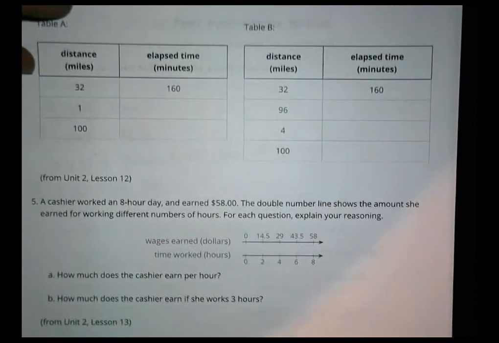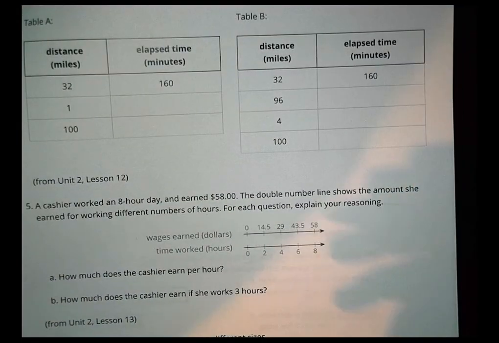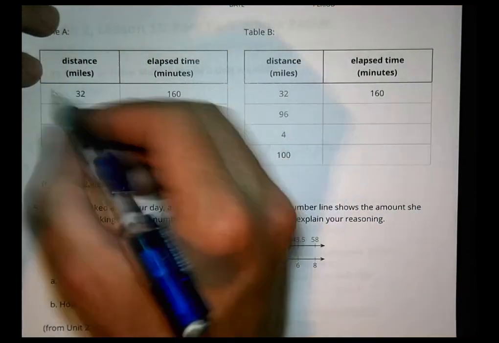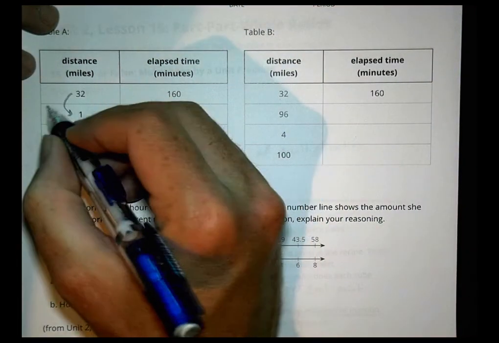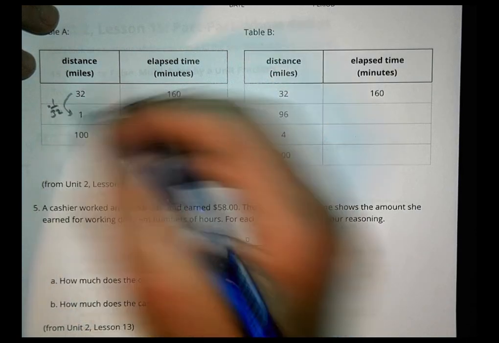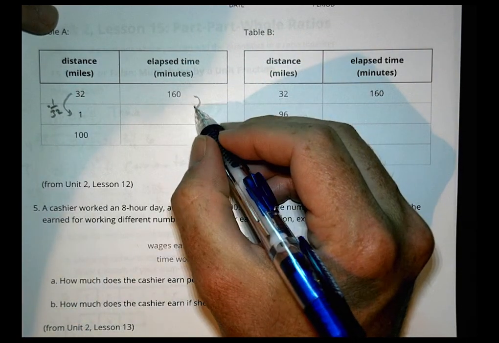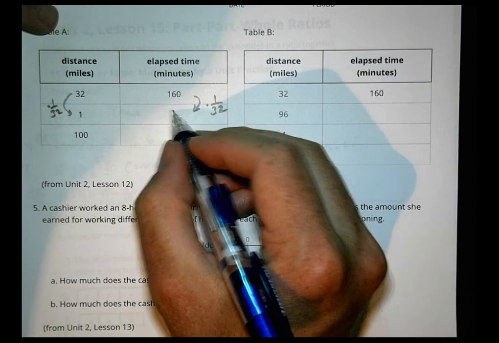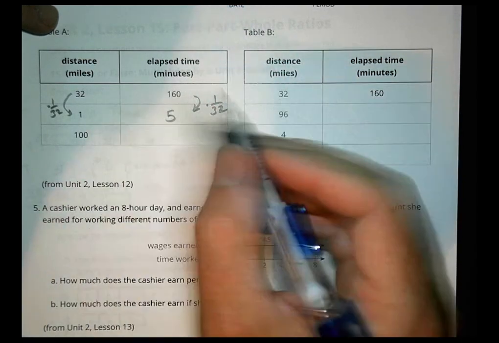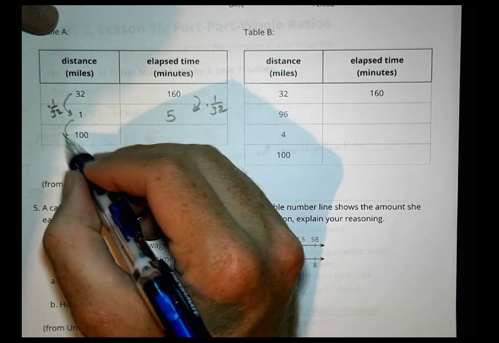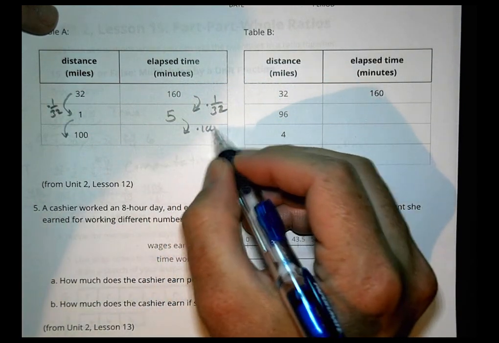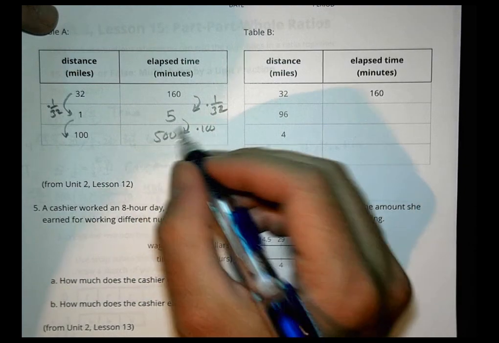So here's our table. We have 2 different ones here. So we will first of all take a look at this one. To go from 32 to 1 means multiplying by 1/32, and 160 times 1 over 32 is actually equal to 5. Okay, and so to go from 1 to 100, for how many miles you're going, that's going to be multiplying by 100. 5 times 100 is 500.